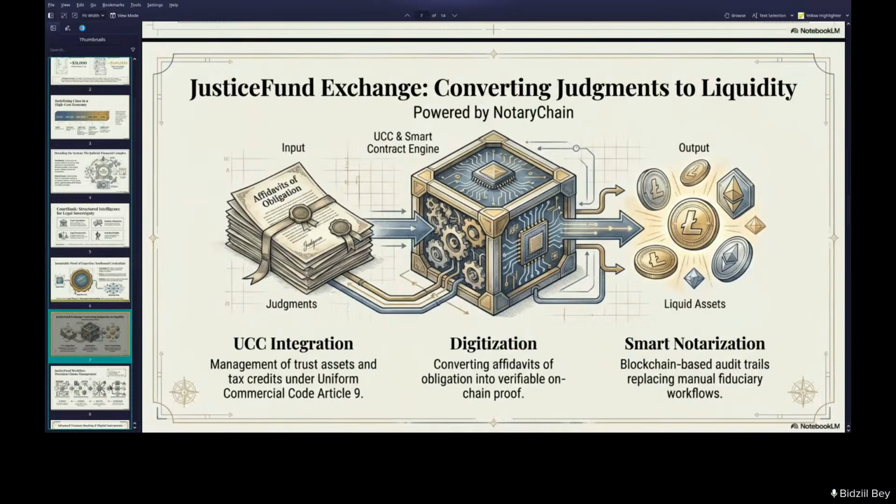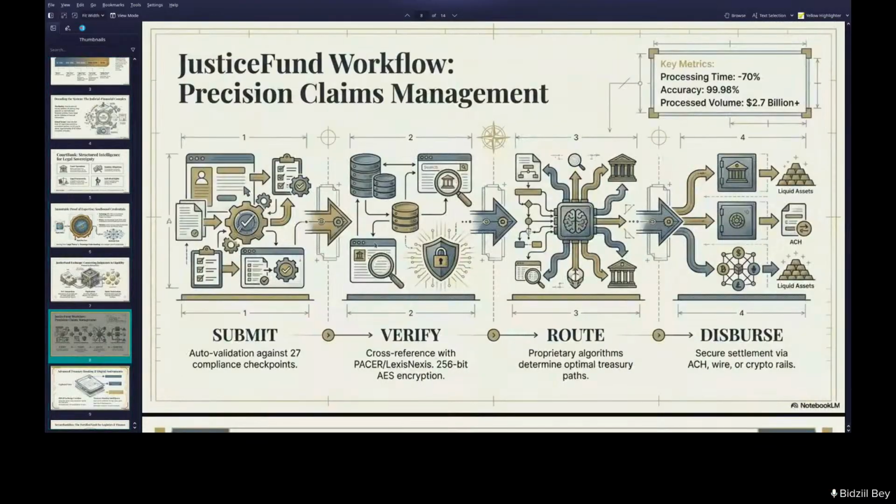And this isn't just about speed, it's about generating immutable blockchain-based audit trails and ensuring compliance through what they call smart notarization. You know, what strikes me is how skillfully JFE bridges the decentralized world with the established traditional legal framework. They heavily leverage tokenization while adhering meticulously to the principles that are embedded in the Uniform Commercial Code, the UCC. And the UCC is the bedrock of commercial transactions in the U.S. It governs everything from sales contracts to bank deposits. So that integration is absolutely critical for legal validity.